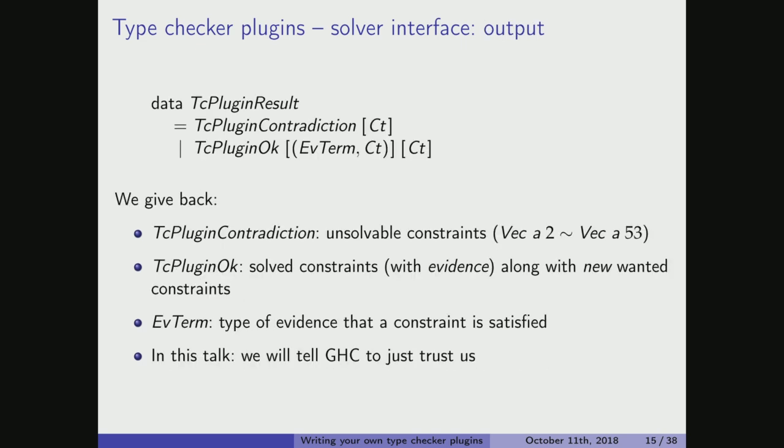So what's this result that we have to give back? So there's 2 options, right? If we look at constraints, we can either say, yeah, these constraints, we can't solve them because there's this 1 constraint or 5 constraints that you gave me, and I just know that these are not solvable because it asks me to show that int is the same type as bool or something crazy. So that's one option. The other option is that we actually managed to satisfy some constraints. So we give back some of these wanted constraints, along with some evidence that, yeah, these constraints can be solved.